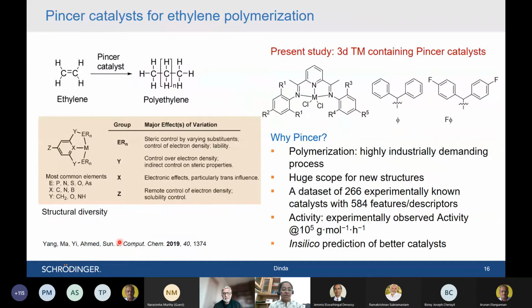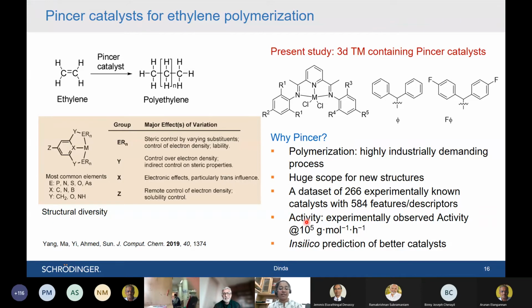And in this direction, currently I'm working on this ethylene polymerization reaction with this pincer kind of architecture. I'm not telling you the exact structures because I'm not allowed to. Currently we have a data set of around 266 and features of 584 descriptors, which we calculated with Schrodinger and some from freely available tools. And the mapping parameter is the activity.